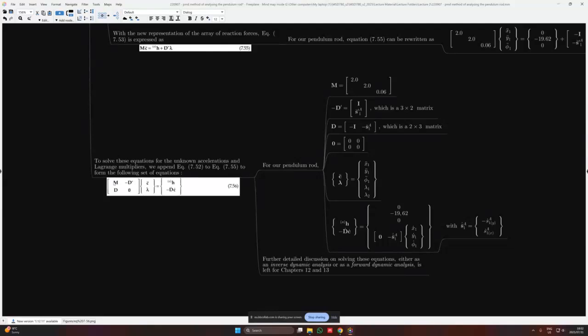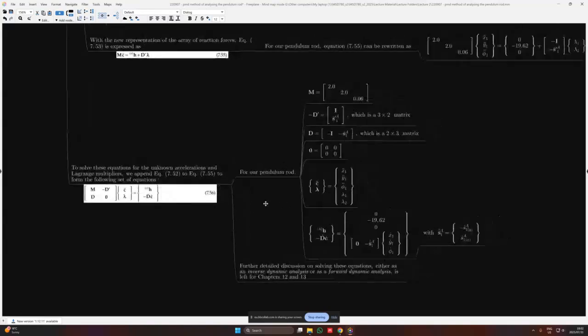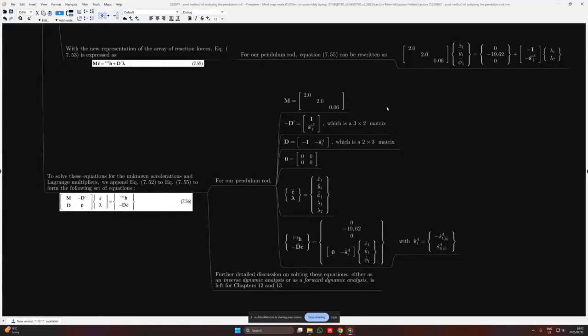So now we have a mass or moment of inertia submatrix. We have our Jacobian submatrices and its transpose. And then we have the C double dot, which pertains to the kinematics, and the lambda vector, which pertains to the dynamics. And this is then equal to the applied reaction forces and this minus d dot c dot system that we have over here.